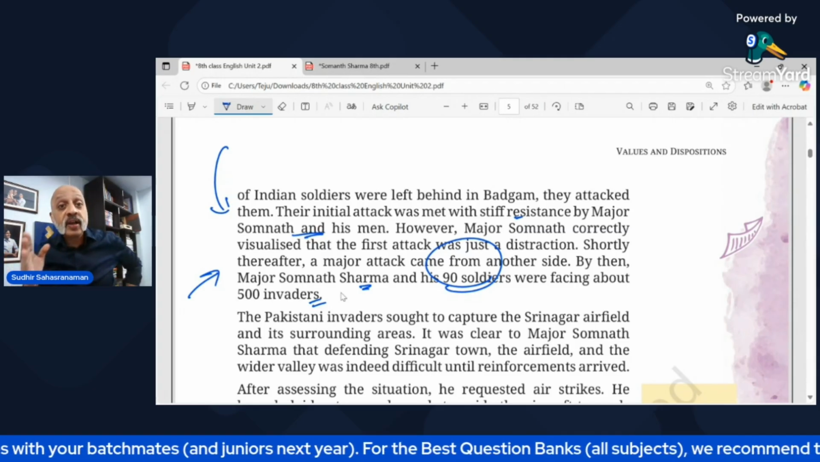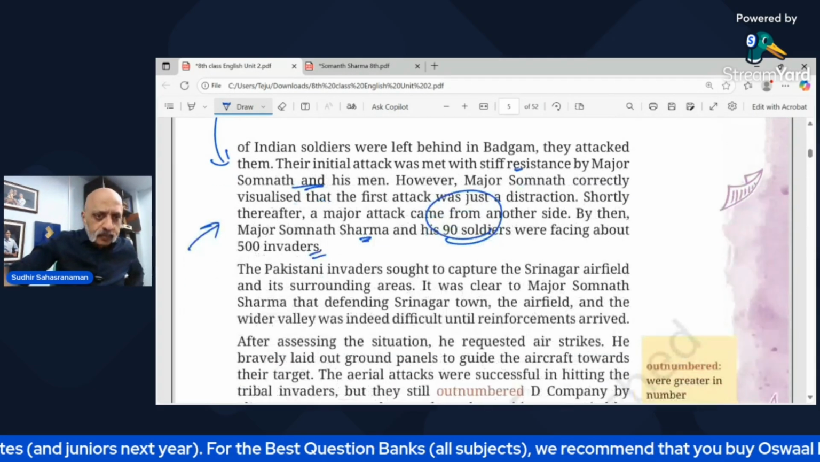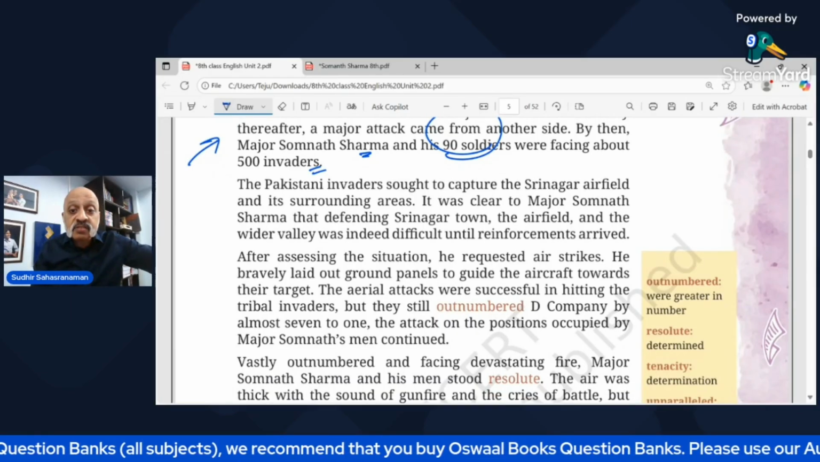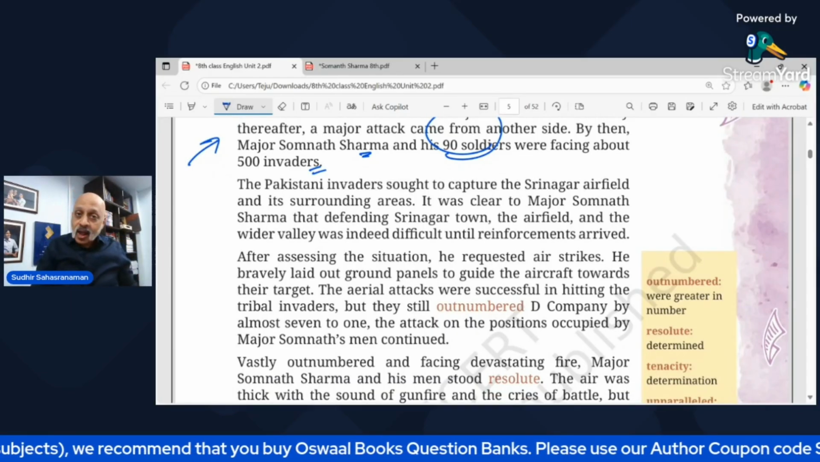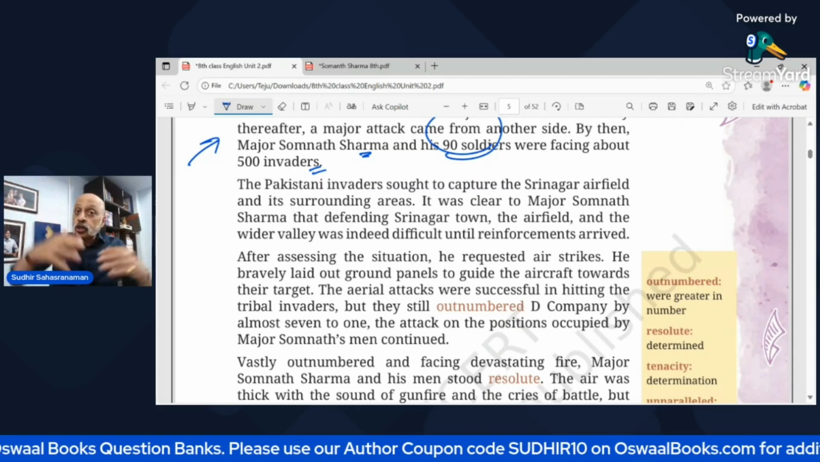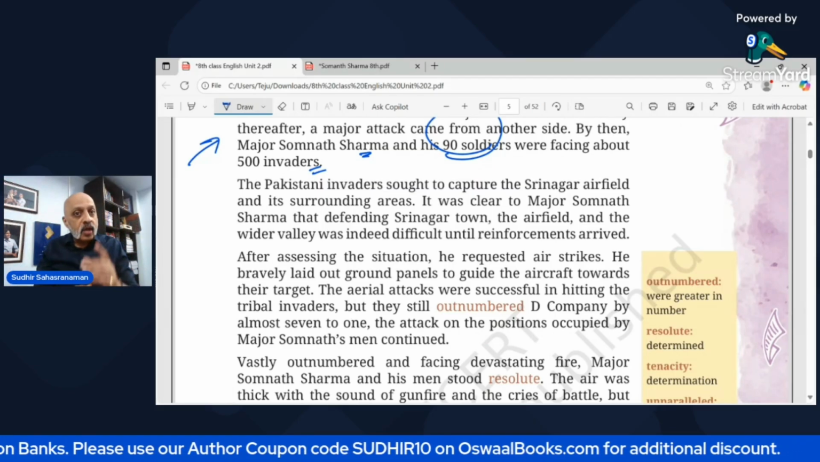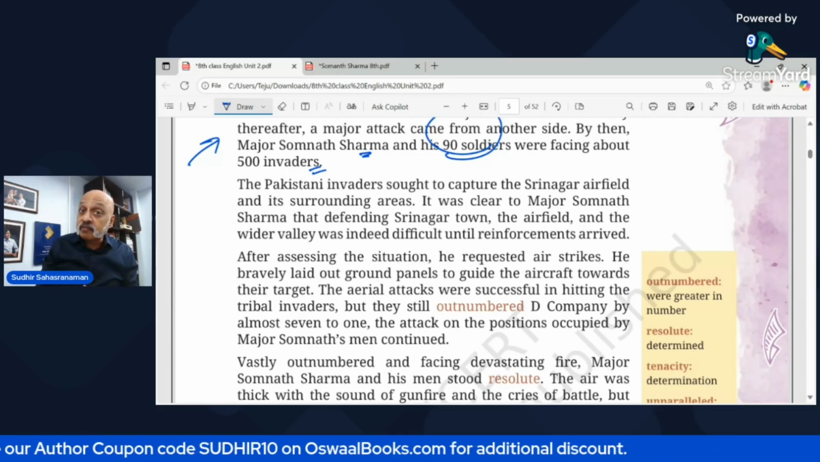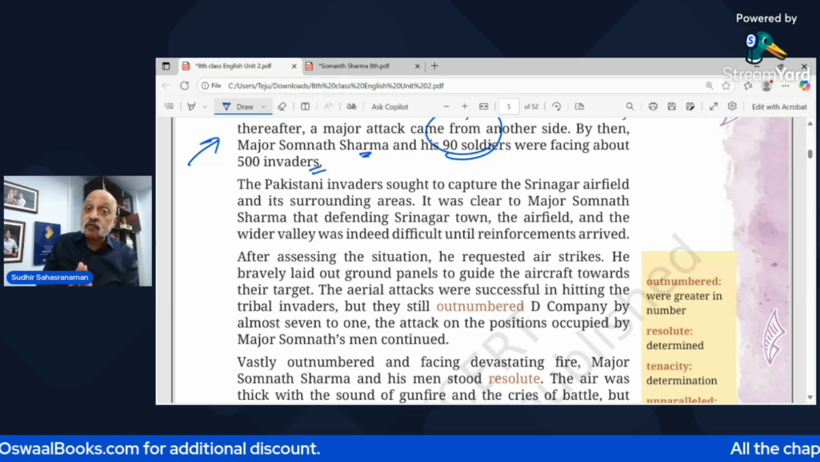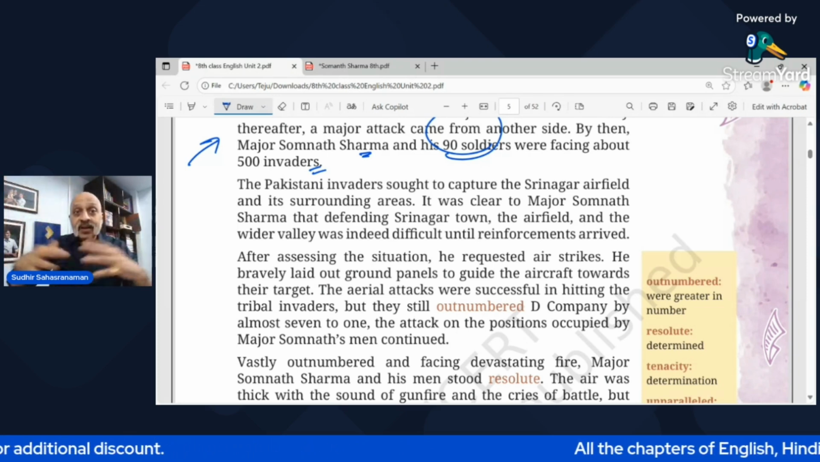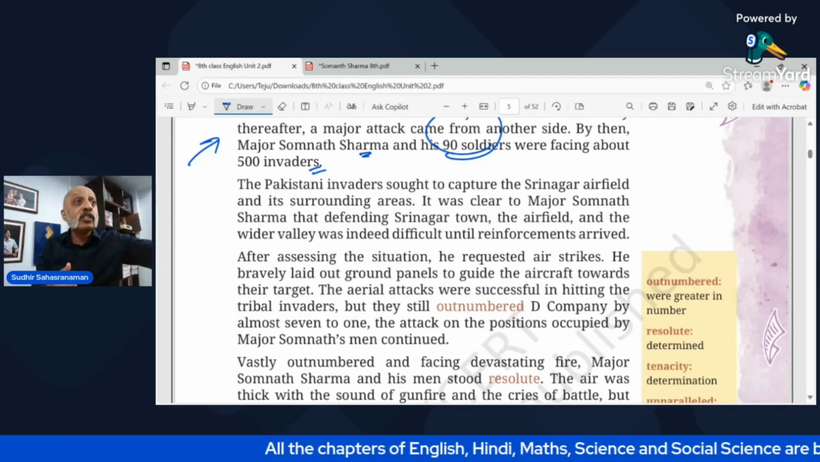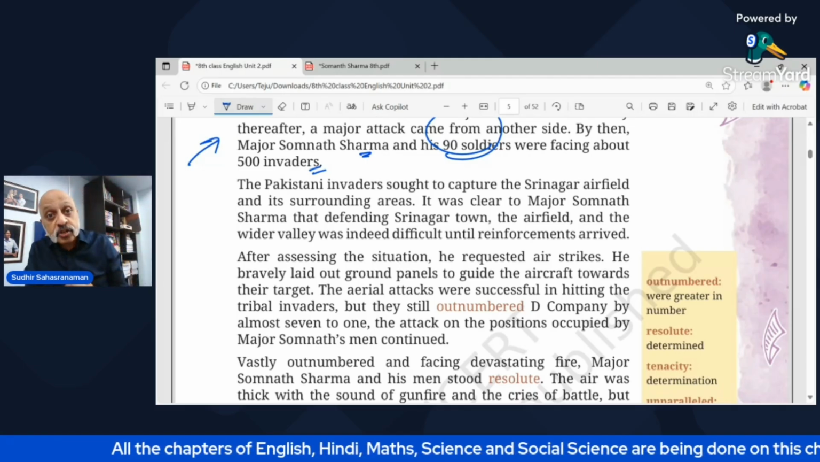90 against 500 people. What did the Pakistani invaders want to do? They wanted to capture the Srinagar airfield, the airport, and the surrounding areas, right? Badgam village at an altitude already seemed to be in their control. It was clear to Major Somnath Sharma that defending Srinagar town, the airport, and the wider valley was very difficult until you got more Indian army personnel coming in. Then you can take them on. Otherwise, 90 against 500 would become extremely difficult.